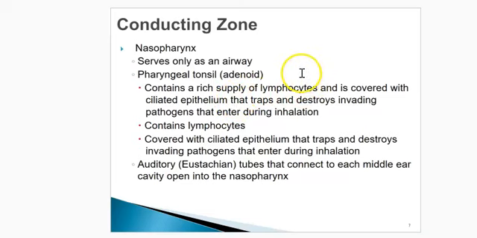Let's take a deeper look at the nasopharynx. It serves as an airway behind the nasal cavity. It contains a rich supply of lymphocytes and ciliated epithelium that traps and destroys invading pathogens. That's also where the auditory tubes connect to the middle ear. So technically, liquid that goes into your ear just went through your mouth.